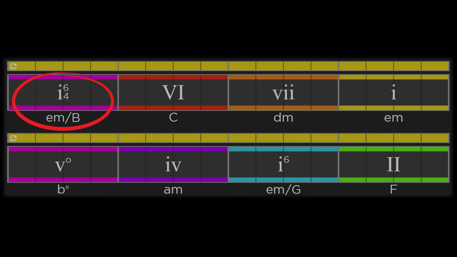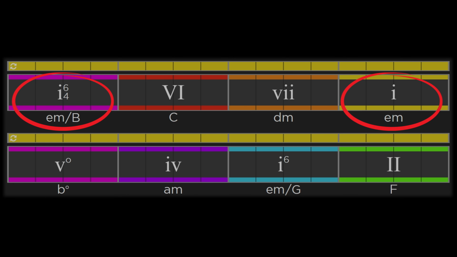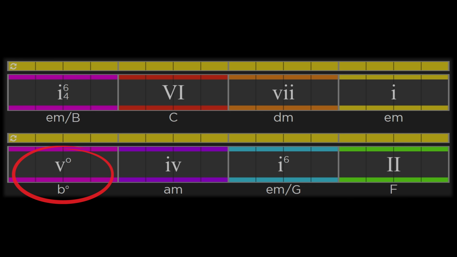I've started with a second inversion 1 chord to begin this progression. This puts the B note as the lowest. This creates a stepwise rising bass line in the first half, B, C, D, E. Listen out for the 6th chord and also the difference between the second inversion 1 chord and the standard 1 chord. In the second half of the progression, I start with the diminished 5 chord.